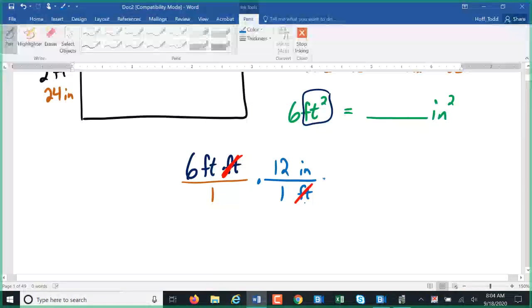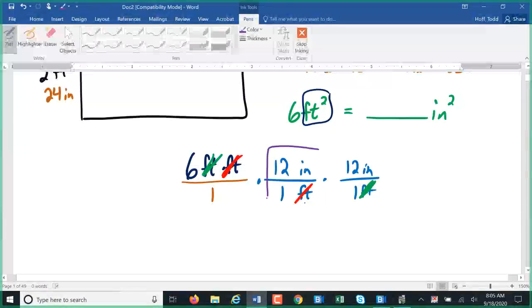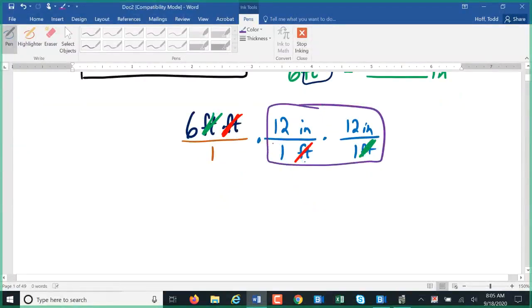I either have to use this conversion factor twice, so there's feet on bottom to cancel out twice, so it cancels out both of them, or I have to use a conversion factor with the squared units built in. In fact, I get that conversion factor from these 2 linear conversion factors. I had to use that factor twice. The conversion factor for the area units, the squared units, is the square of the linear conversion factor.